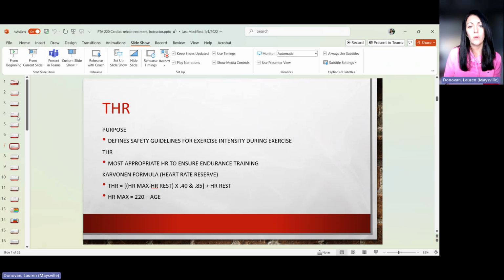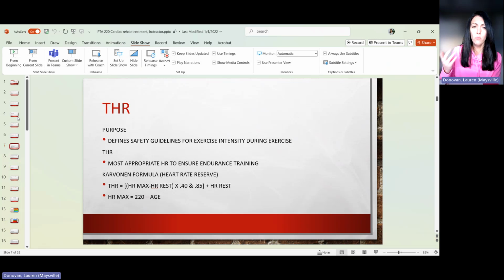But in real life, you would be getting the patient's current resting heart rate. Once you subtract those two, you multiply it by 0.4 or 40% and 0.85 or 85%. Then you add in that resting heart rate, and that gives you the target heart rate. You can calculate the 40% separately from the 85%, so it gives you a good range of what is safe for the heart rate to increase into.